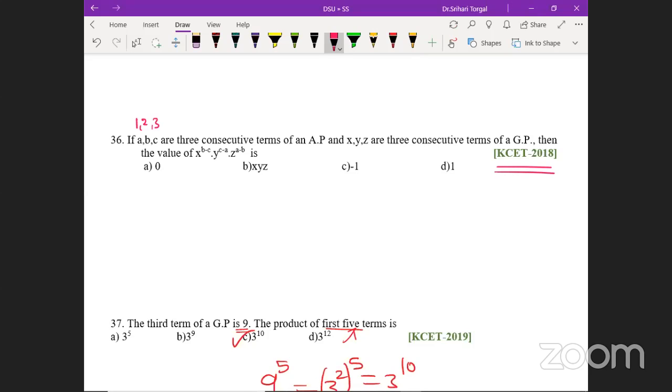X, Y, Z, 3 consecutive terms of GP. Let me take 1, 2, 4. You can take this also. So X value is 1. What is B minus C? What is B minus C? It is 1. If I put Y equal to 2, what is C minus A? It is 2. What is Z? 4. Okay. Now, what is A minus B? It is minus 1. Correct? Now, 4 into 1 by 4. That is, answer is 1. Option D is the answer. That's it.